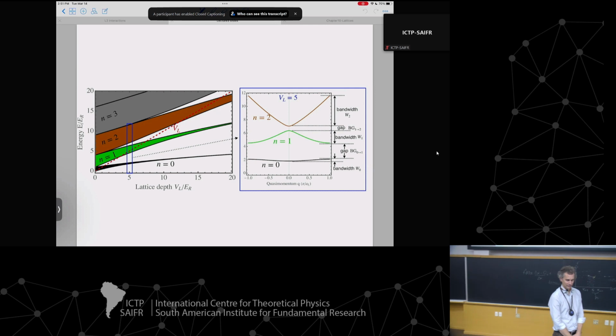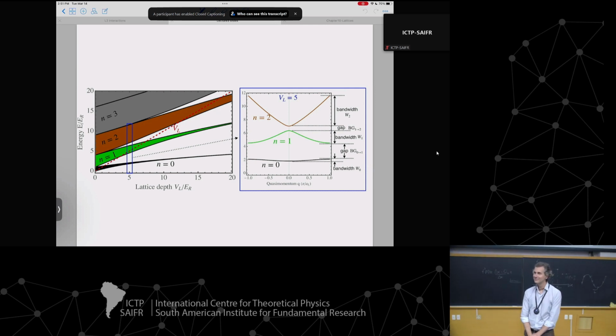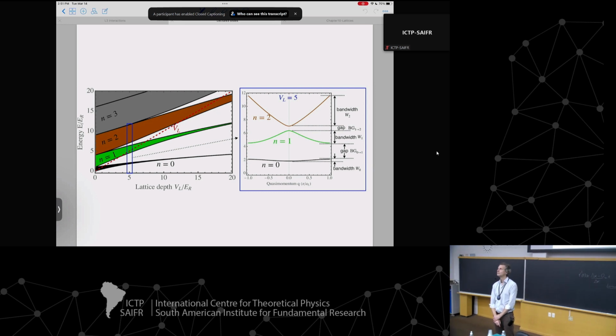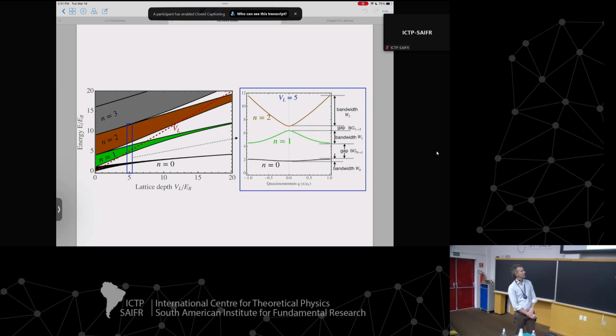Other questions? Do you want a microphone? Thank you. What orders can you usually reach with this parameter, U over T? It can be as large as you want, in that the lattice depth we can realize in the lab is 1,000, so that's e to the 60.